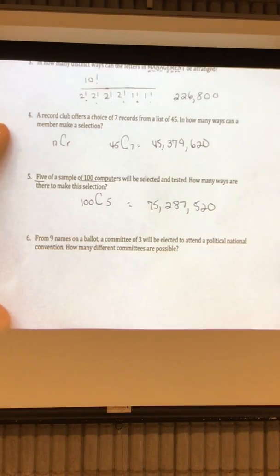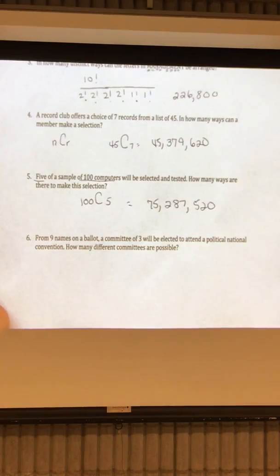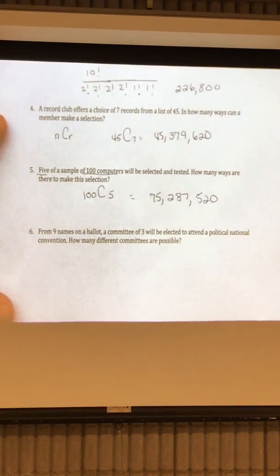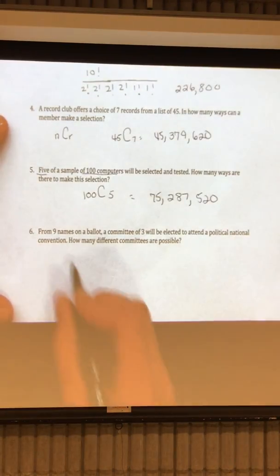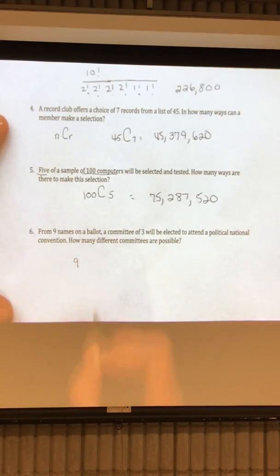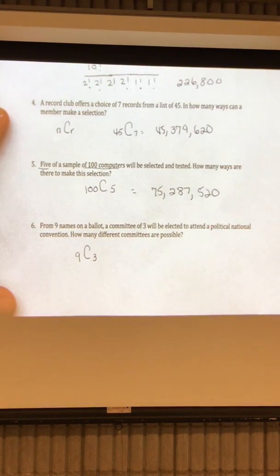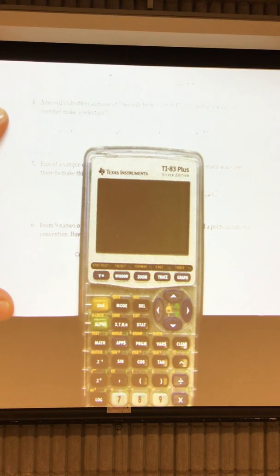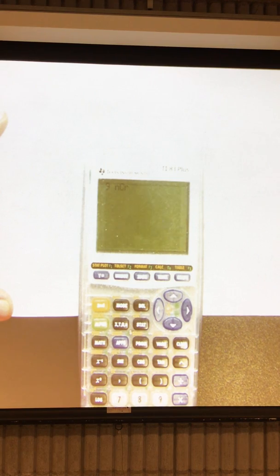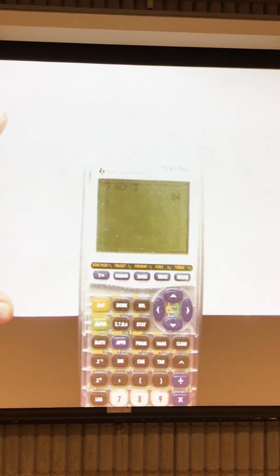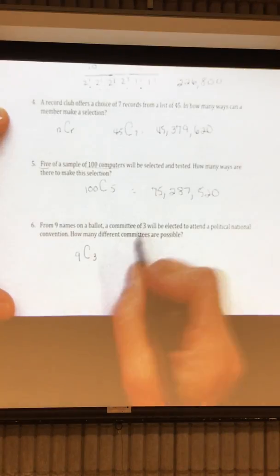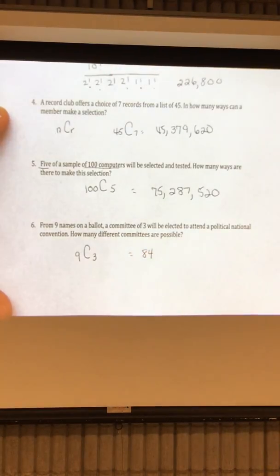Number 6, from 9 names on a ballot, a committee of 3 will be elected to attend a political national convention. How many different committees are possible? Again, order is not important. So you're going to use combinations. You have a total of 9, and you're choosing 3 out of the 9. So now using the calculator, you have 9, math, PRB, combination, 3, and here you have 84 ways. So 84 different committees are possible.